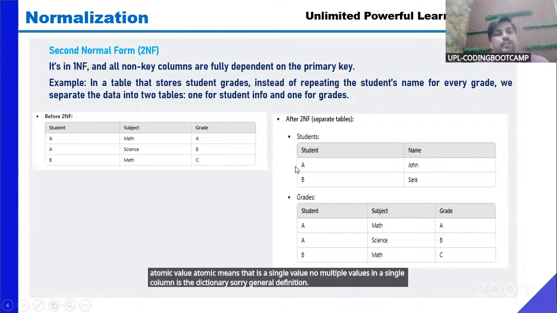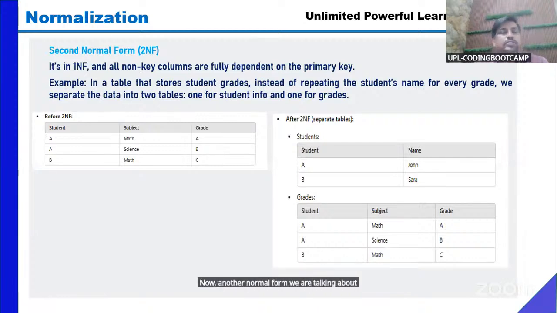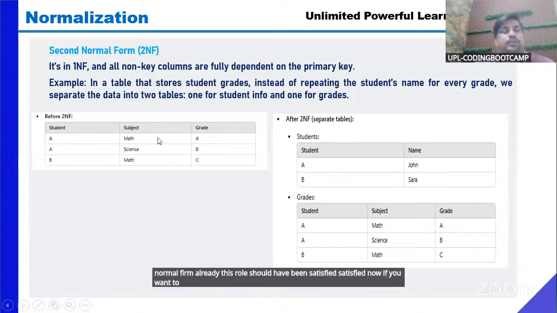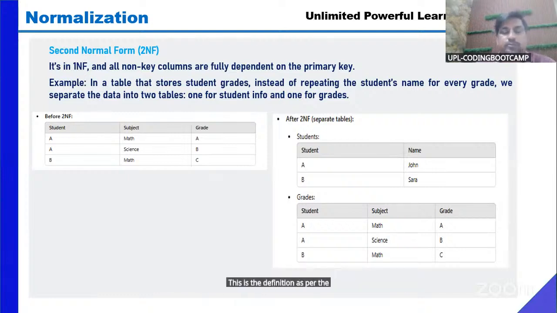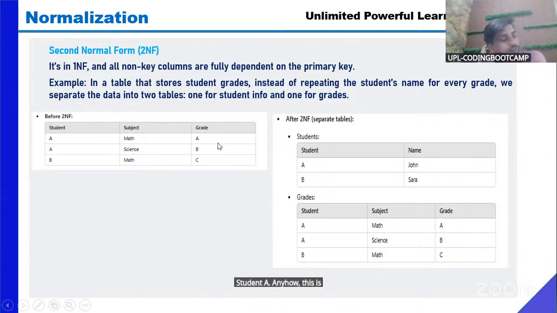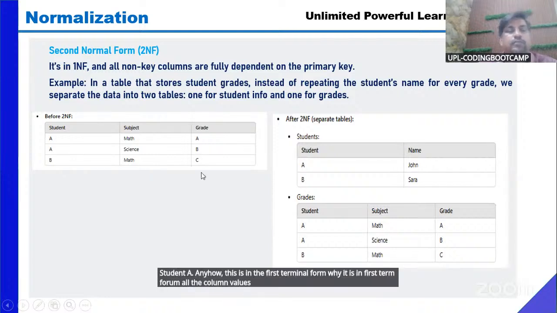Now, another normal form we are talking about. When you say you are in second normal form, the previous rule should already have been satisfied. Now, if you want to go to the second normal form, it is nothing but fully functional dependency. This is the definition as per the textbook. But what is fully functional dependency? Let us understand here. Before second normal form, student A is in the first normal form. Why is it in first normal form? All the column values have a single value.